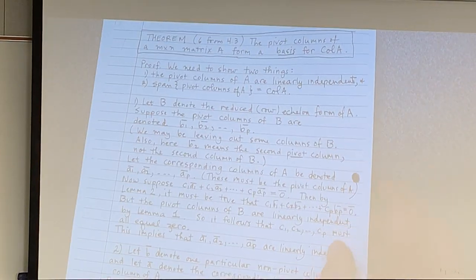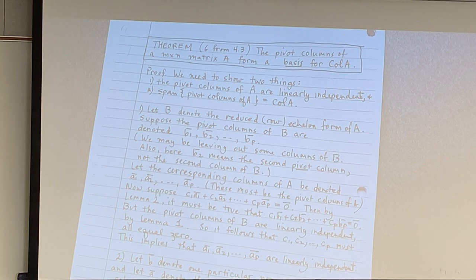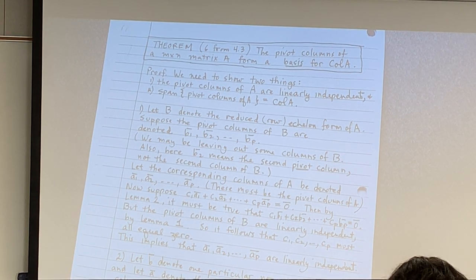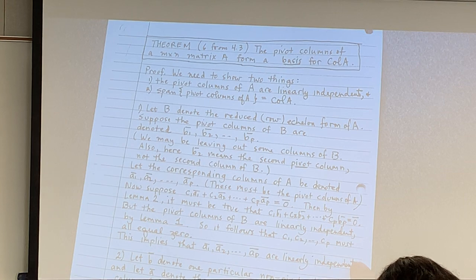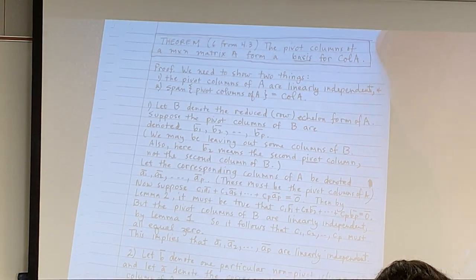And that leads up to theorem 6 from 4.3. The pivot columns of an m by n matrix A form a basis for the column space of A. I'm not going to go through the details of this proof. I'm just going to leave it here on this handout.